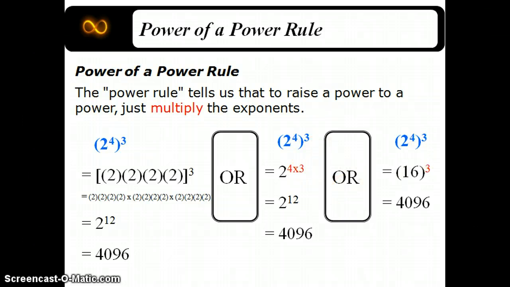Another way of looking at this, if I wanted to go just to standard form, I could say 2 to the power of 4 is 2 times 2 times 2 times 2, which is 16. And then I cube that, which is 16 times 16 times 16, which is 4096 again. All these answers will give me 4096, and it depends on what I need. If I want standard form, this one seems to be the easiest. If I want exponential form, this one seems to be the easiest. And if I want to see how it looks conceptually, this one is the proper way.